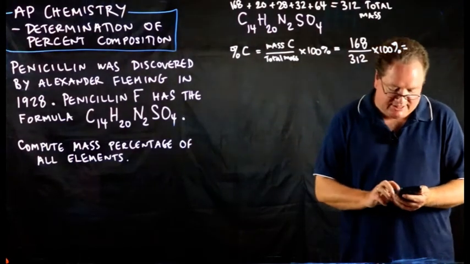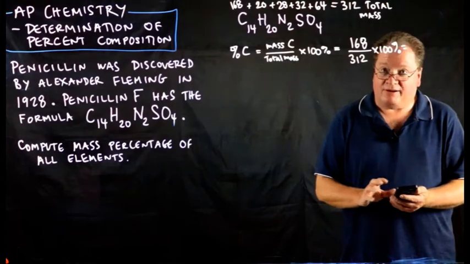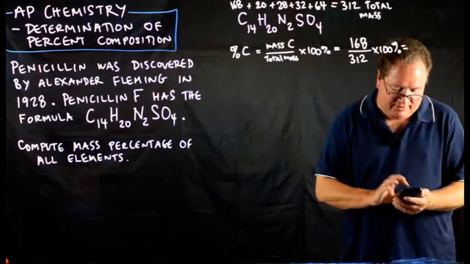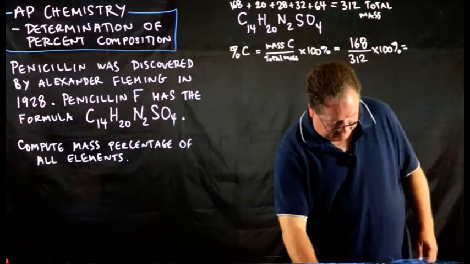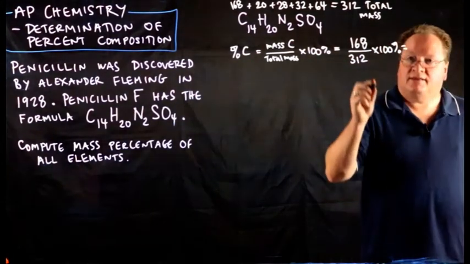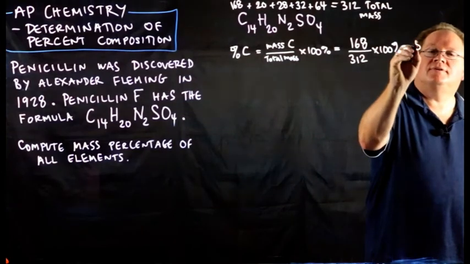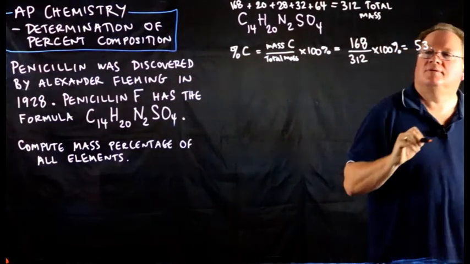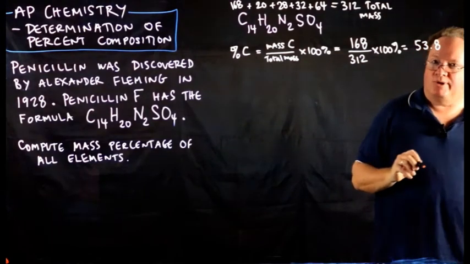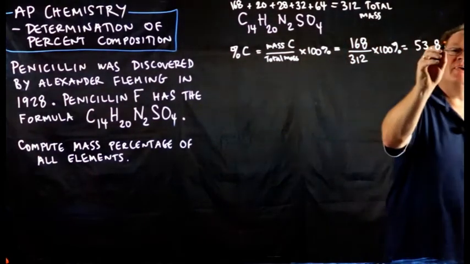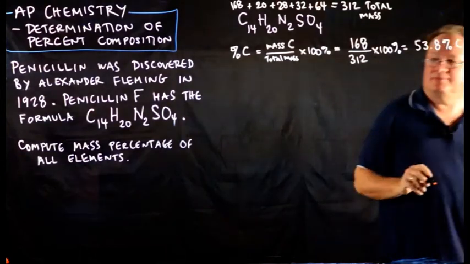Okay, so I have 168 divided by 312. I get 53.84. I'm just going to call that 53.8% carbon. Okay?